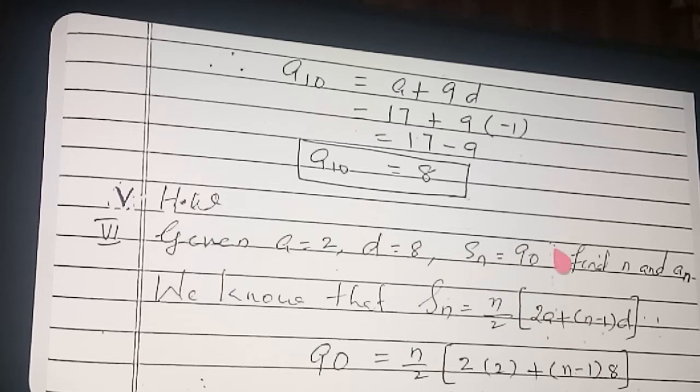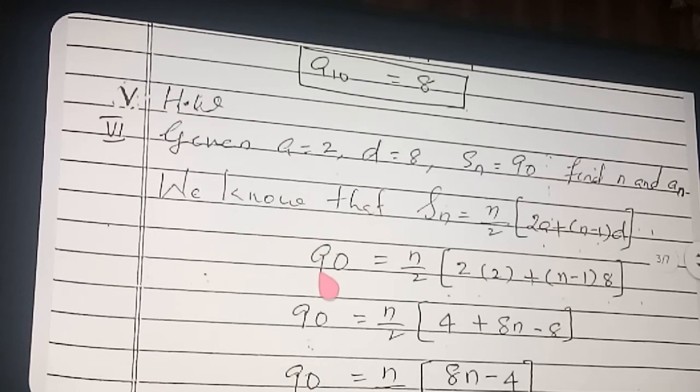Okay, Sn, how much is given? 90. So apply it: in the place of Sn, you put the value 90, which is equal to n by 2 into 2 into, what's the value of a? 2, plus n minus 1 into what's the value of d? 8. So 90 is equal to n by 2 into 2 into 2, 4. Then open this bracket, 8n minus 8. Calculate here: minus 8 plus 4, how much is coming? Minus 4.